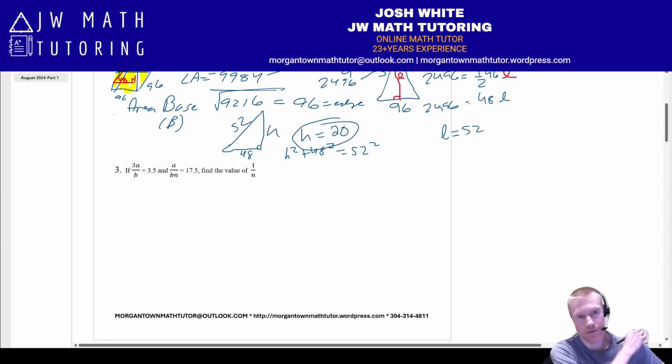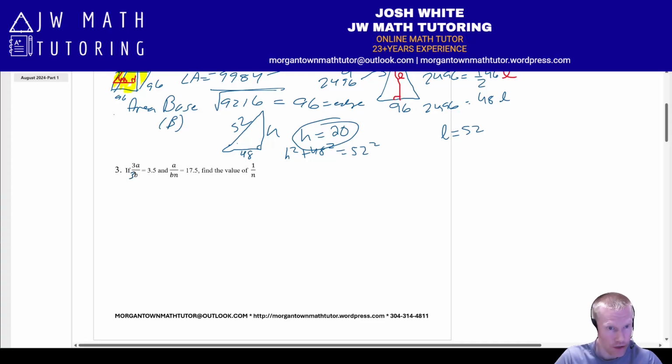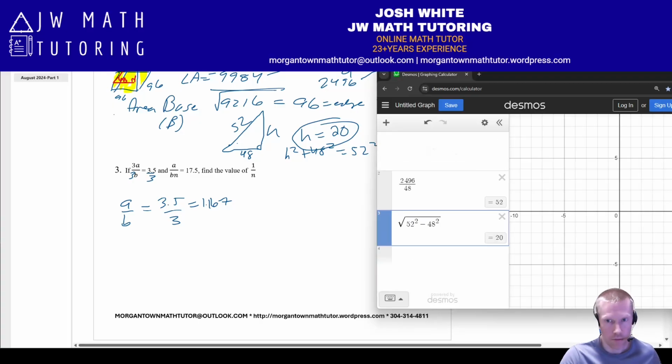All right, next up, here we have two equations. They've got a bunch of different letters in them, A's and B's and everything, and they're asking for the value of 1 over n here. Easiest way that I see to solve this is to notice if you take the first equation and you basically divide both sides by 3, a over b is equal to 3.5 over 3. You could also technically turn it into 1.167, or you could also turn it into, let's see, a fraction. It's actually good practice.